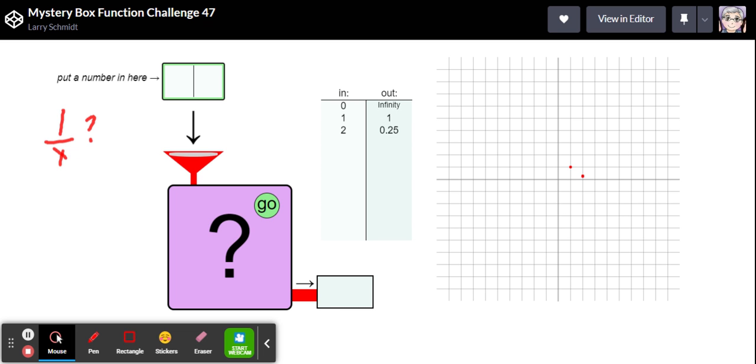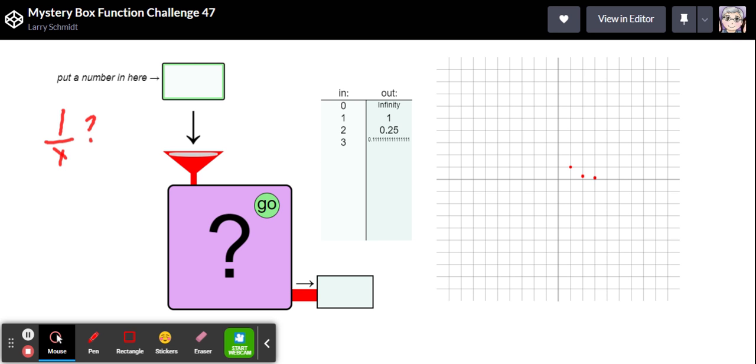Oh, so I was expecting 1/2 there. If this is 1 over x, 1 over 2 would be 1/2, but we got 0.25. Let's put in a 3. And we got 0.111 repeating.